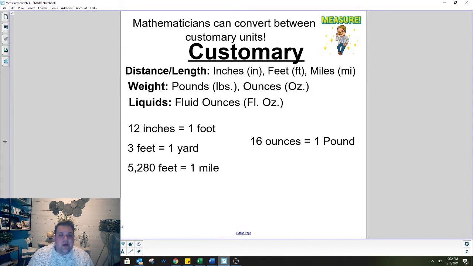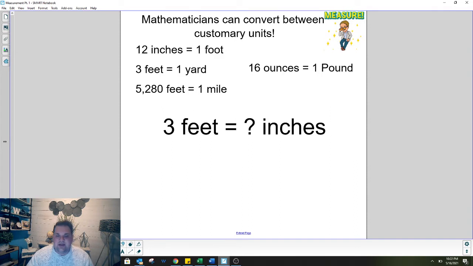So here are the conversions for customary units. There's 12 inches in 1 foot, there's 3 feet in 1 yard, there's 5,280 feet in 1 mile, and there's 16 ounces in 1 pound. This is going to be information that's helpful to you as you switch between different units of measurement. So let's try one together.